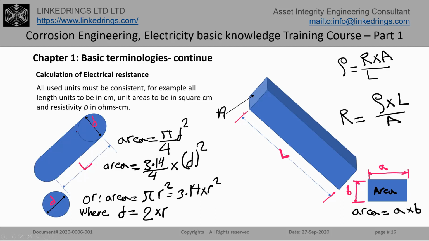If it is a cylindrical shape like a wire, and it has a diameter d, the area will be pi divided by 4 d squared. This law must be memorized, the area for a circle, or you can use pi r squared. Pi r squared is the same as pi divided by 4 d squared. Pi is equal to 3.14.